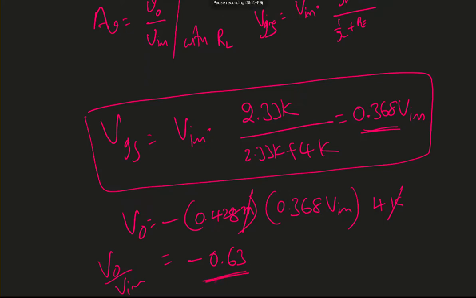So the gain is negative here. At the same time, it's less than 1 volt per volt. This is the gain.